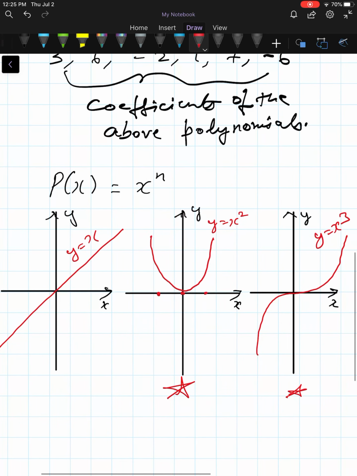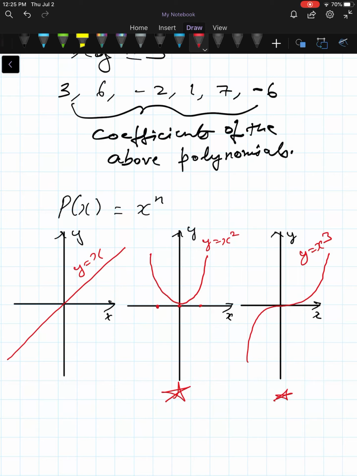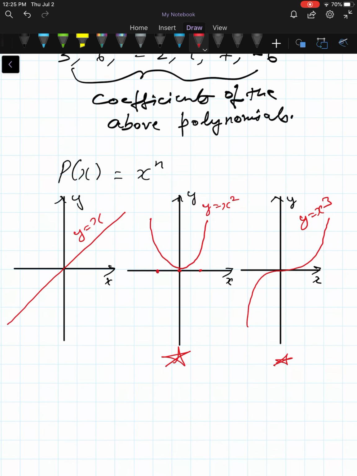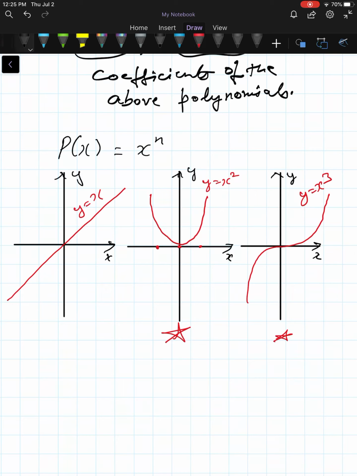So these are the basic graphs. You will have to know the graphs of basic polynomials, which are nothing but monomials. You should know how these graphs look so that as soon as you see a graph, you will be able to find out what exactly is the equation of the graph. Moving further, graphs of polynomial functions and their end behavior.